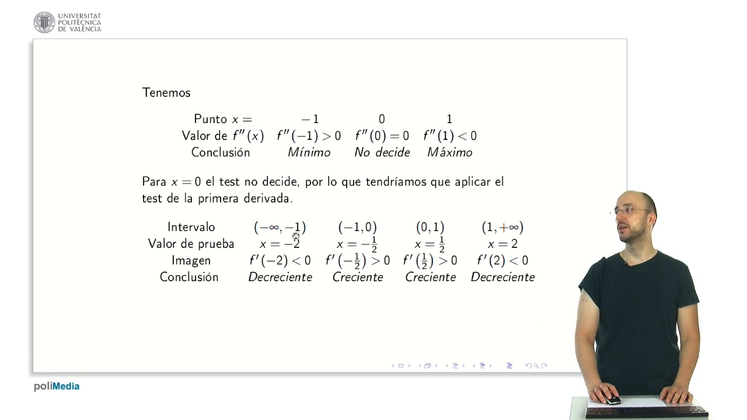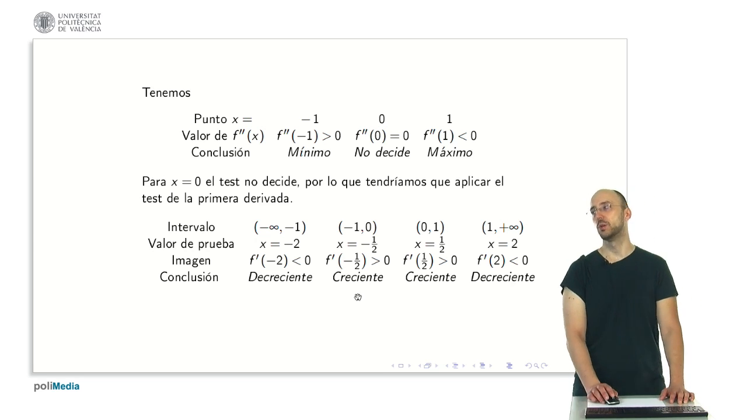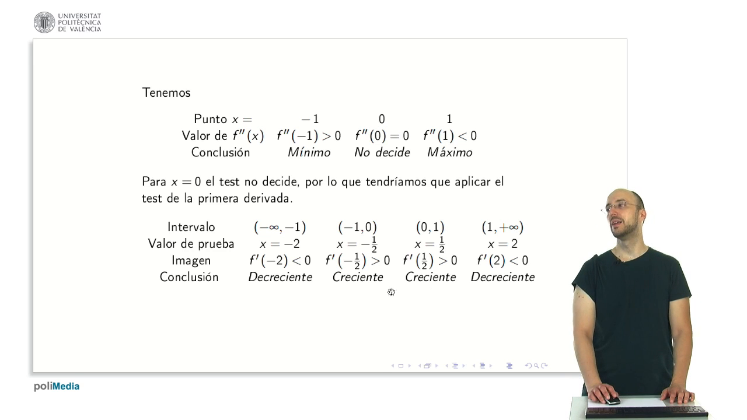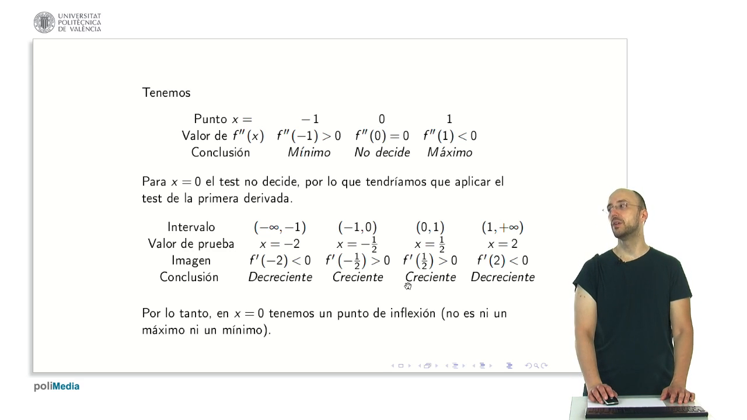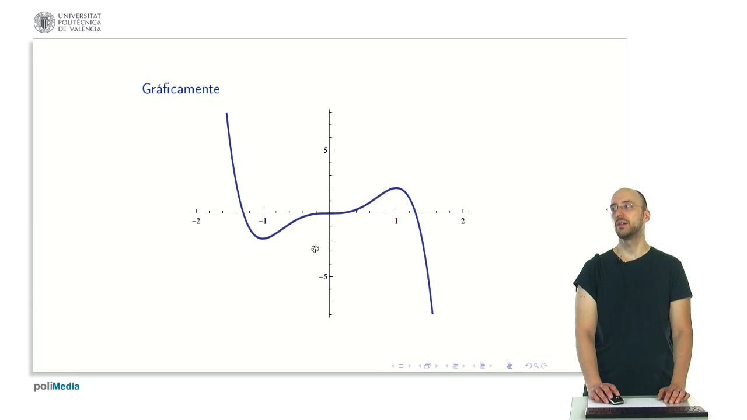I've taken the intervals as we derived them, going from minus infinity to minus 1, from minus 1 to 0, from 0 to 1, and from 1 to plus infinity. I've chosen arbitrary values within each corresponding interval, calculated the first derivative at these values, and found that it's decreasing, increasing, increasing, and then decreasing again. As you can see, at the point 0, we indeed have an inflection point. It's neither a maximum nor a minimum in this case. The graph of the function exhibits a minimum, a maximum, and an inflection point like this.